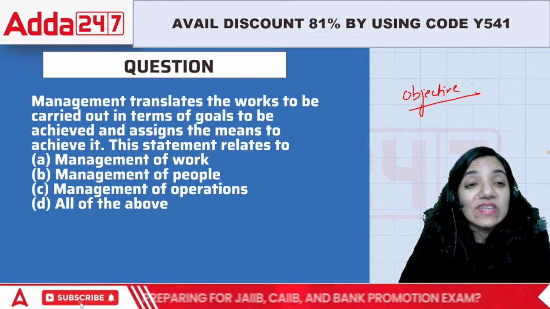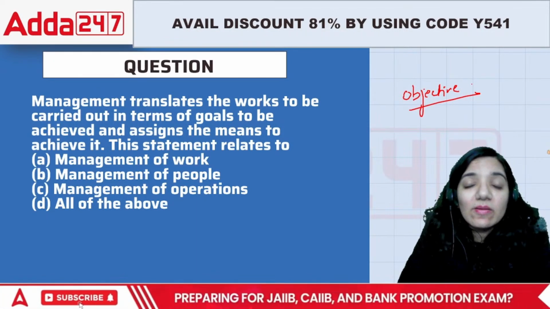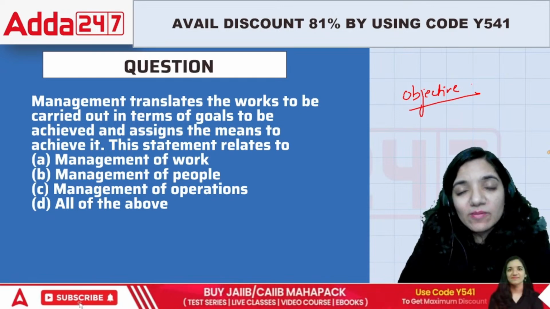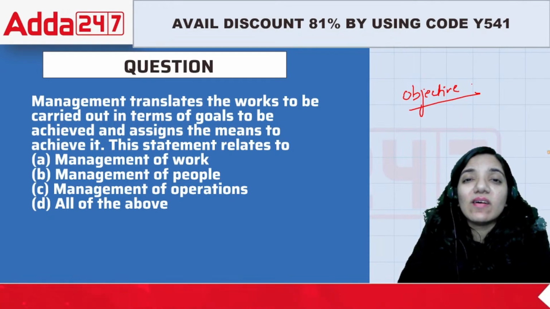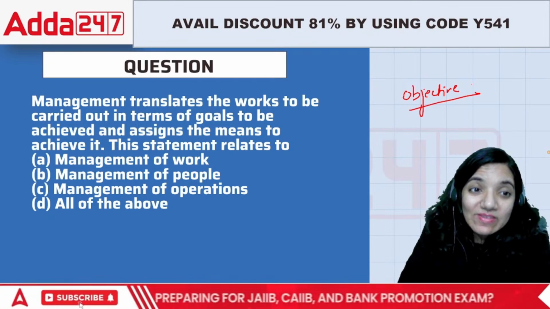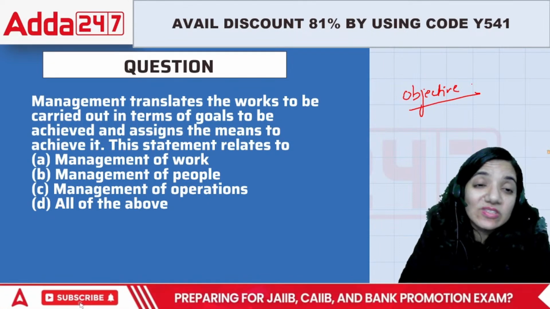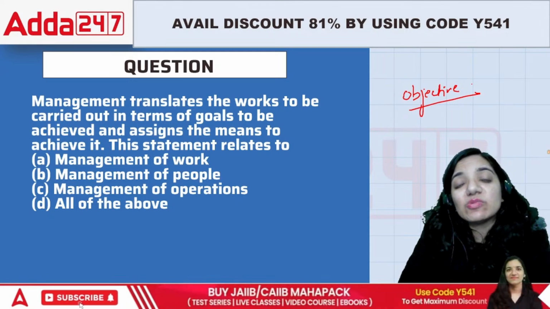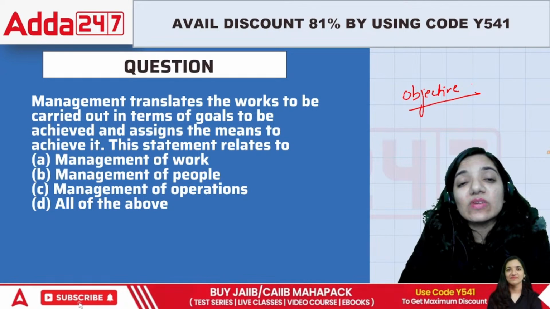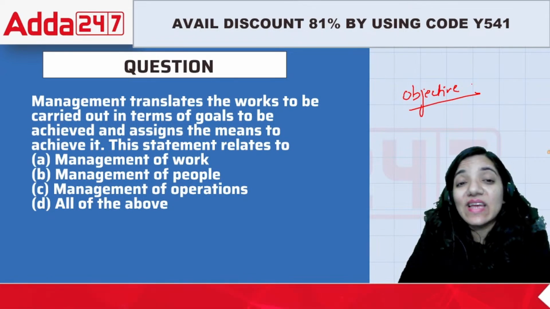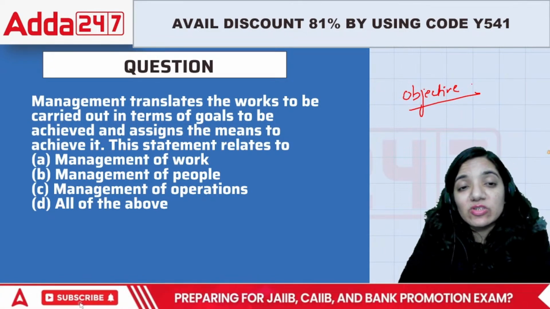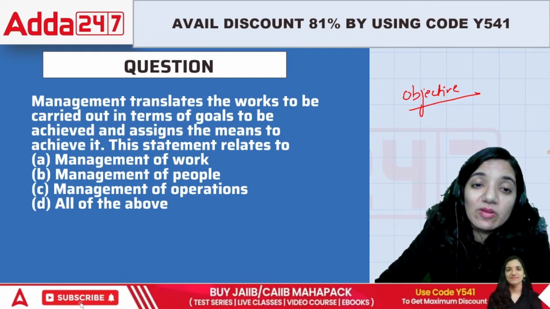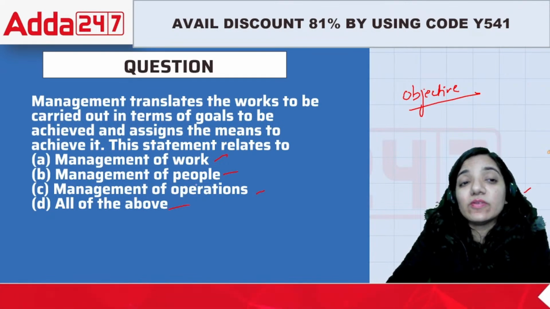Here comes the second question. The top level of management makes up the goals, and the middle level simplifies them for the lower level so that they can achieve them. The breaking up is done by them. Management translates the work to be carried out in terms of the goals to be achieved and assigns the means to achieve it. This statement relates to management of work, management of people, management of operations, or all of the above.